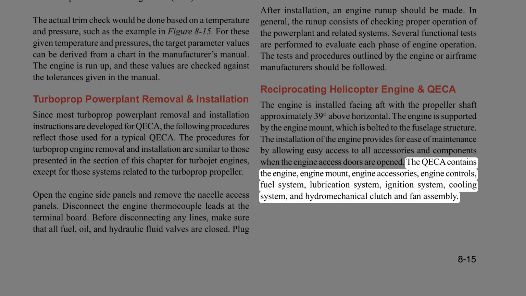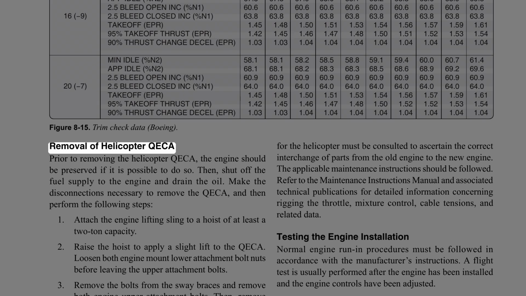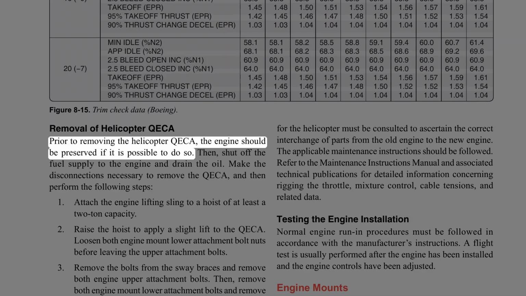The QECA contains the engine mount, engine accessories, engine controls, fuel system, lubrication system, ignition system, cooling system, and hydro-mechanical clutch and fan assembly. Removal of helicopter QECA. Prior to removing the helicopter QECA, the engine should be preserved if it is possible to do so.